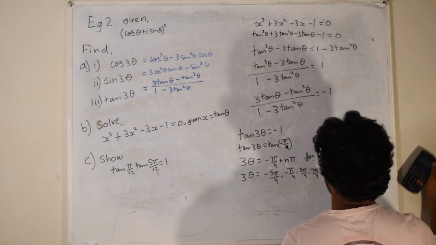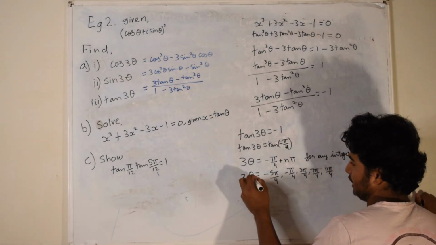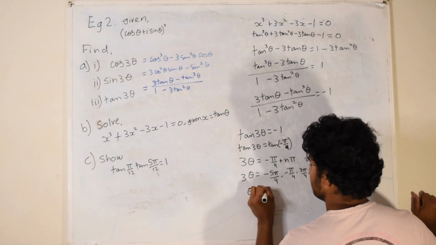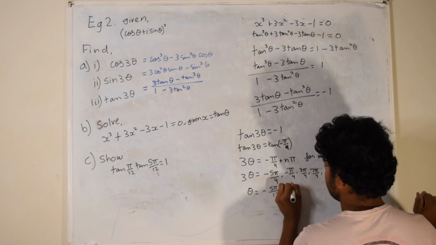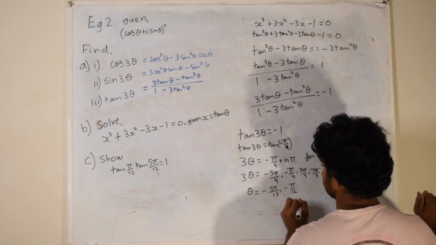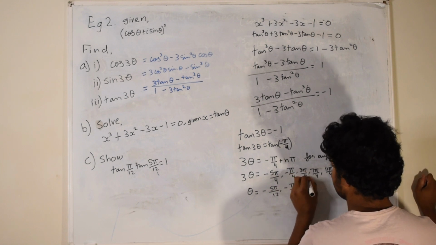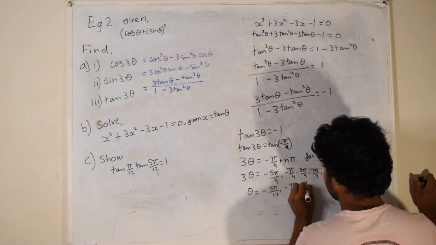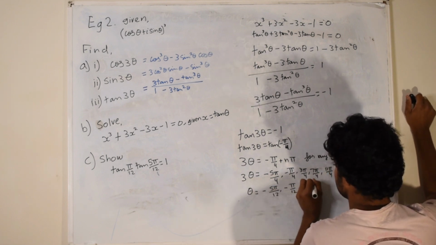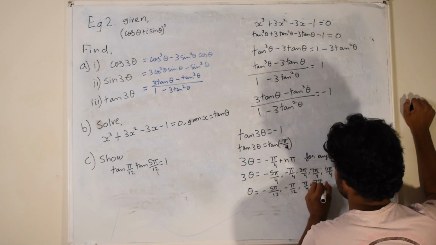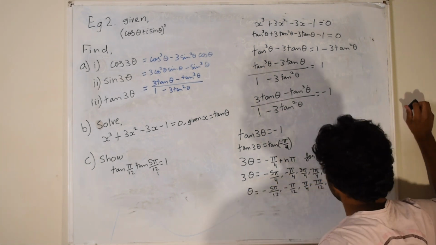So now what we can do is, we can divide by 3. So theta then equals to negative 5 pi upon 12, negative pi upon 12, this then becomes 3 pi upon 12, which is pi upon 4, and this then becomes 7 pi upon 12, and this becomes 11 pi upon 12.